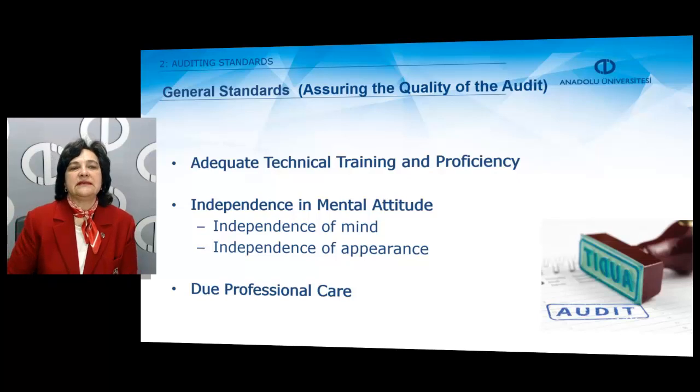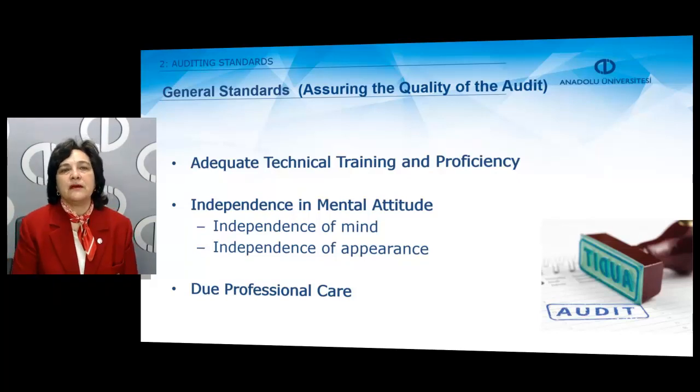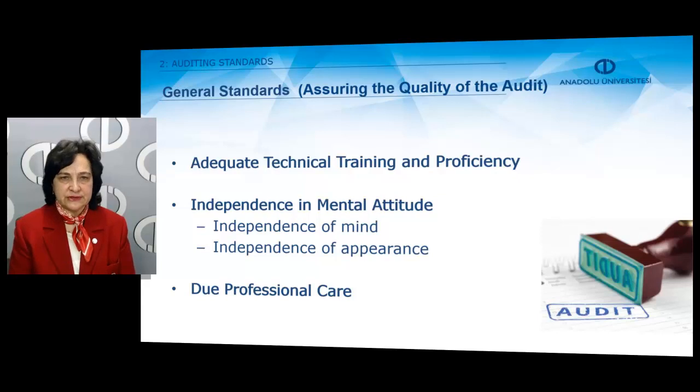So, general standards, as I mentioned before, adequate training and proficiency, which is technical training. To become an auditor, first of all, you must become an accountant. To become an accountant, every country has some legal regulations. For example, in Turkey, you have to graduate from at least a 4-year university in the business, economics, or law faculties. Then you have to pass some exams, and you have to get 3-year training, and so on and so forth.